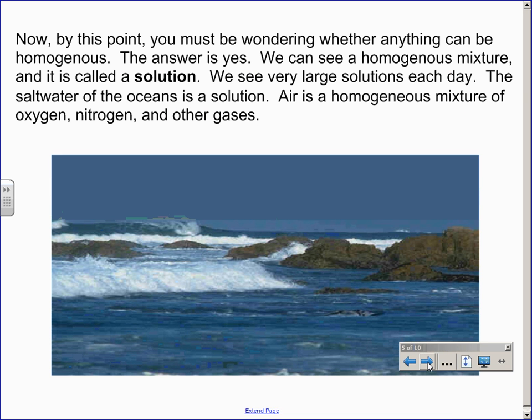Now, by this point, you must be wondering whether anything can be homogeneous. The answer is yes. We can see a homogeneous mixture, and it is called a solution. We see very large solutions each day. Salt water of the oceans is a solution. Air is a homogeneous mixture of oxygen, nitrogen, and other gases.